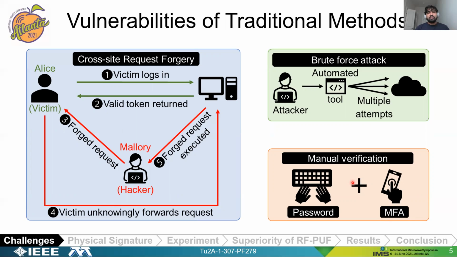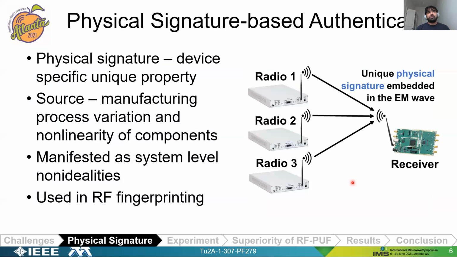Okay, to address these issues of digital signature-based methods, there is another method called physical signature-based authentication. So what is a physical signature really? There are device-specific unique properties. During device fabrication, due to manufacturing process variation, non-linearity of various components like the power amplifier and analog to digital converter, or bandwidth limitation of filters, all these can contribute to these unique properties. They're manifested as unique system-level non-idealities, and these RF non-idealities are used for RF device fingerprinting, as can be seen here.